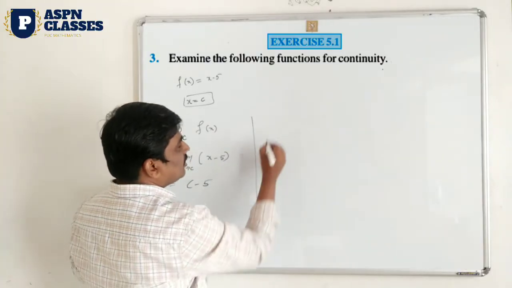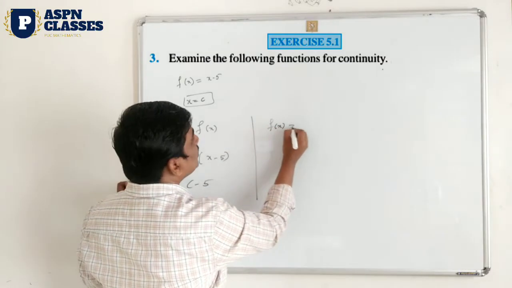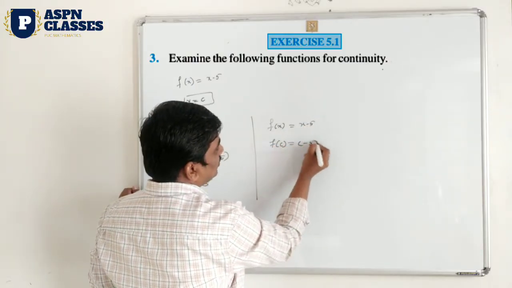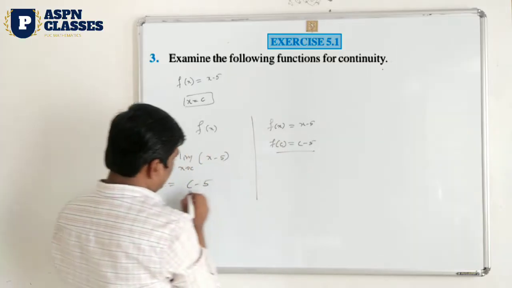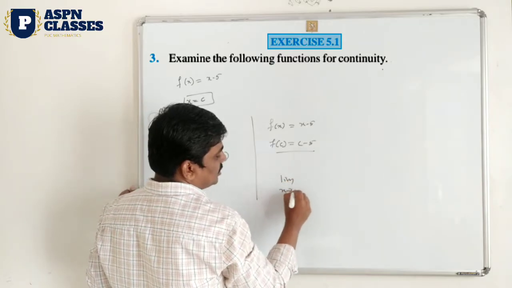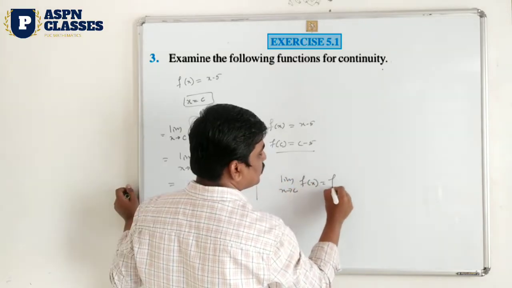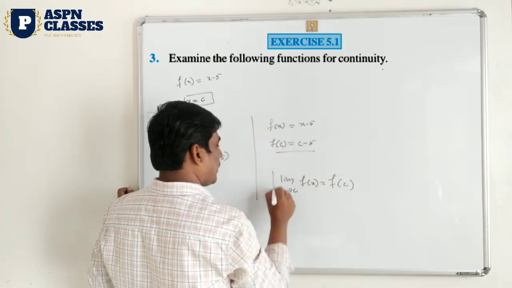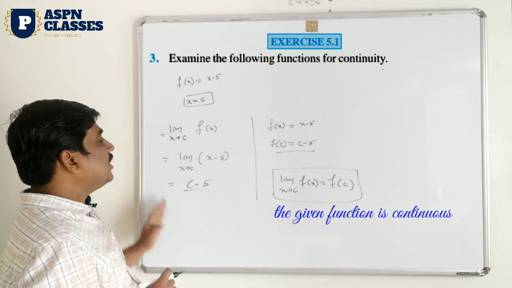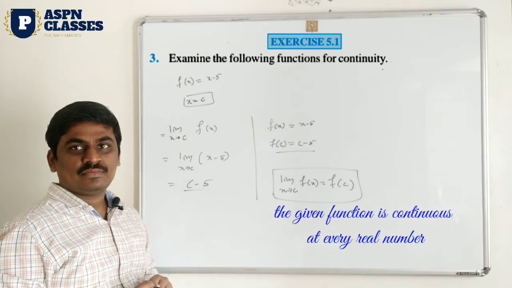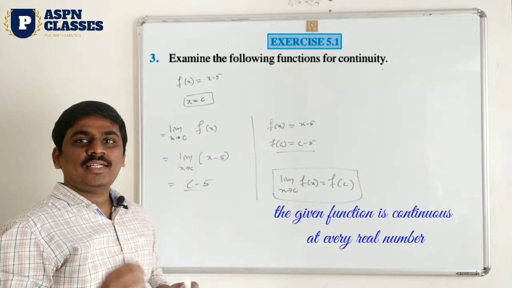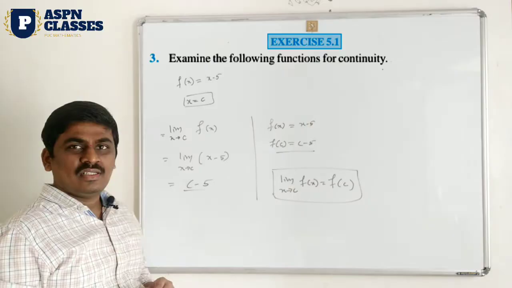And similarly in the function also, f of x is equal to x minus 5, then f of c is equal to c minus 5. Then the function answer and the limit answer are both the same. So limit of x tends to c, f of x equals f of c. Therefore the given function is continuous at every point, or the given function is continuous at c also. You can write here, c is nothing but all the real numbers. So the first example is clear.